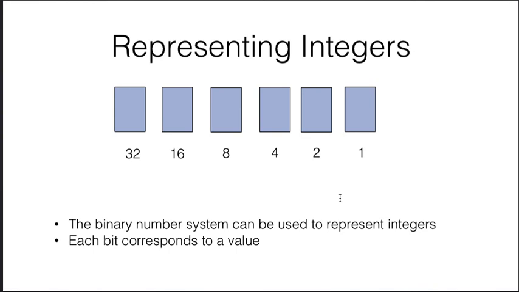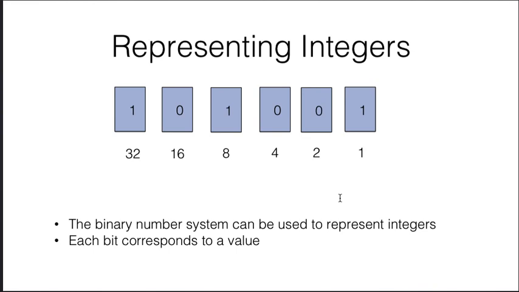So one thing we do is we have a scheme that's very like our digital writing system where we write down numbers, where we have the least significant value at the right and the most important one on the left. So we have a bunch of bits. The last bit is worth 1. And then the next bit is worth 2. And the next bit is worth 4. And the next bit is worth 8. And so on. So each bit corresponds to a particular value.